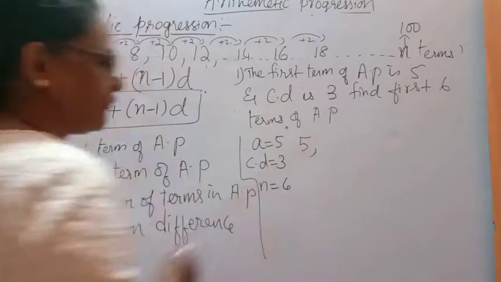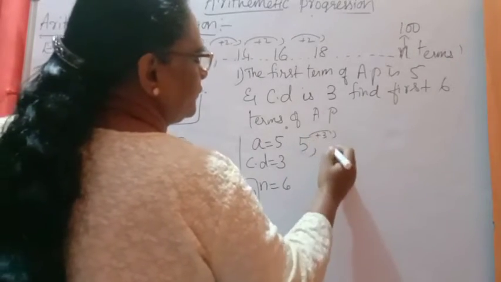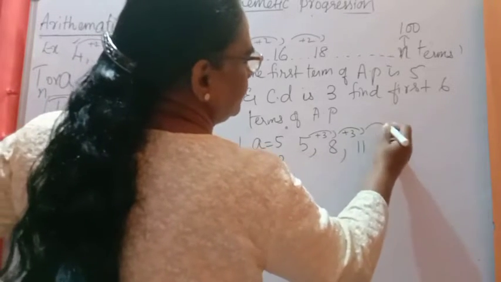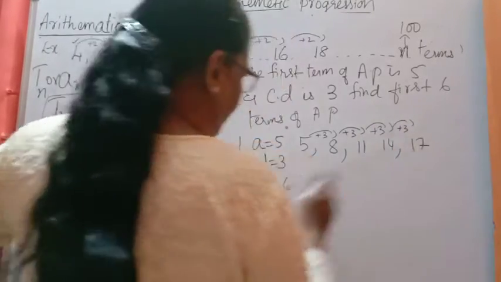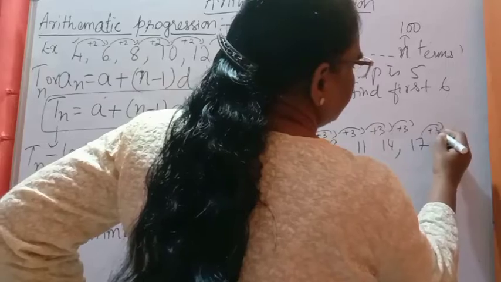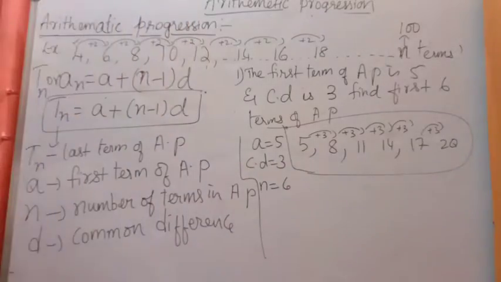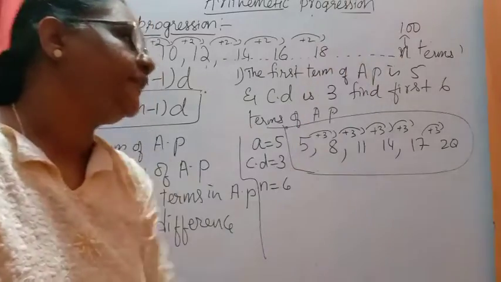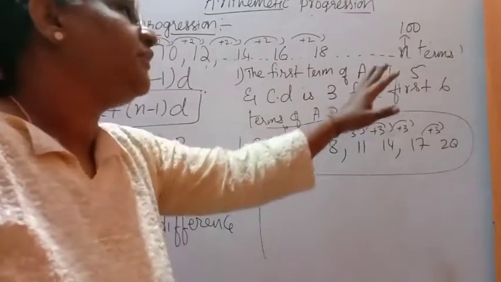See, A itself is the first term. How do you get the second term? By adding common difference. So next term will be 8. 8 plus 3 is 11. 11 plus 3 is 14. 14 plus 3 is 17. How many terms you have to write? 6 terms. 1, 2, 3, 4, 5, 6. So this is the sequence. They have given first term, common difference they have given. Go on adding 3, 3, you will get the next term. So you have to write the 6 terms of the sequence.